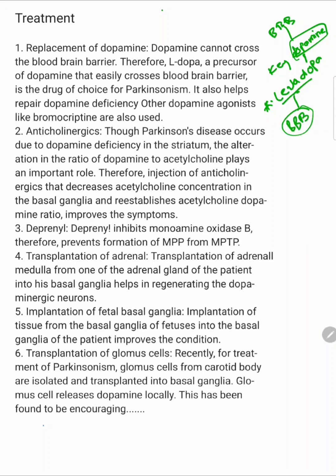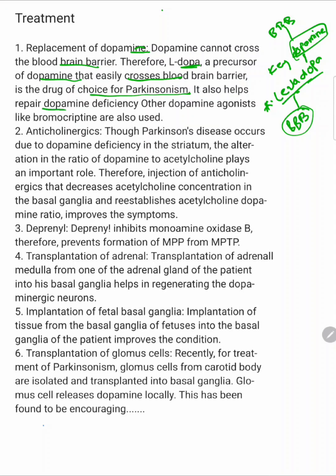So most of the neurologists suggest levodopa as a tablet for this person. Okay. Let us see. Replacement of dopamine. Dopamine cannot cross the blood-brain barrier. Therefore, L-dopa, a precursor of dopamine that easily crosses the blood-brain barrier, is the drug of choice for Parkinsonism.